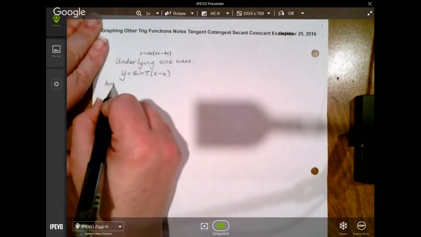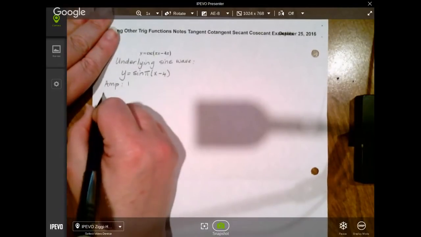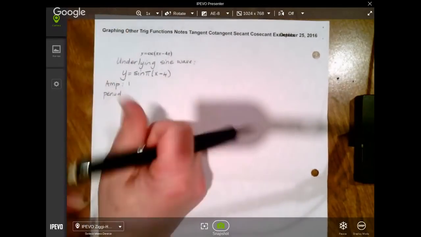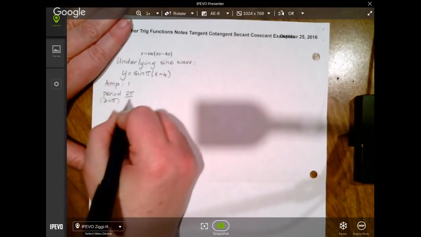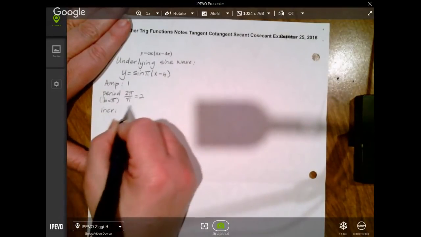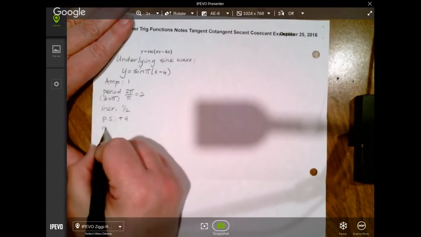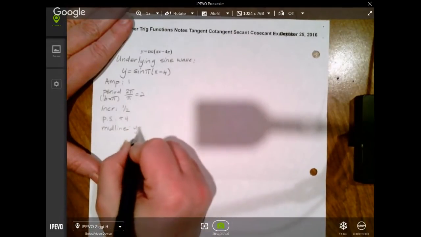All right, and this curve has an amplitude. The amplitude is 1. The period, well, b is changed. B is equal to pi. So the period is going to be 2 pi over pi, which is just 2. The increment is going to be the period over 4, which is 2 over 4, or 1/2. The phase shift here is equal to a positive 4. The midline, I don't have a vertical shift on this one, so it's going to be y equals 0.